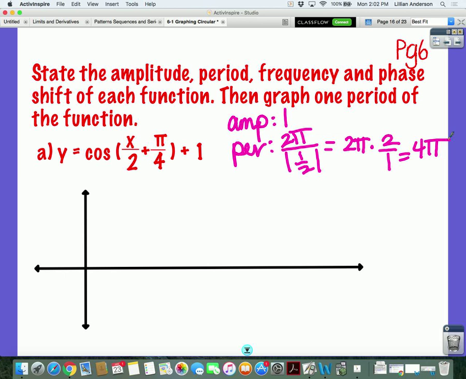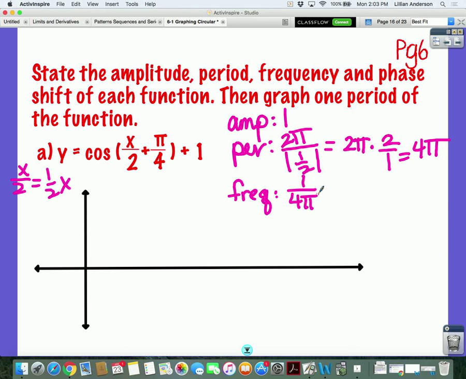Remember, x over 2 is the same thing as saying 1/2 x, so don't let that throw you off. Frequency. Anna, what's our frequency? 1 over 4 pi. Very good. Yes, you just flip your period. Now the phase shift.